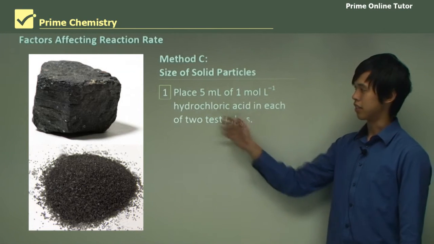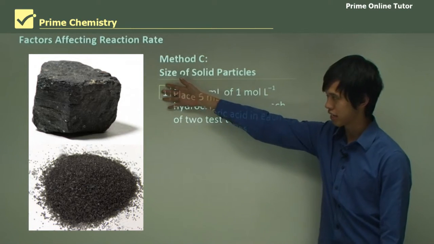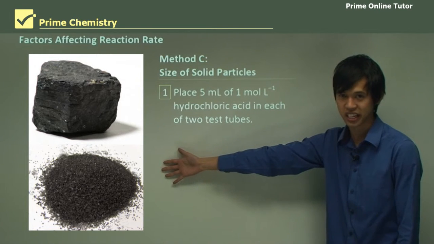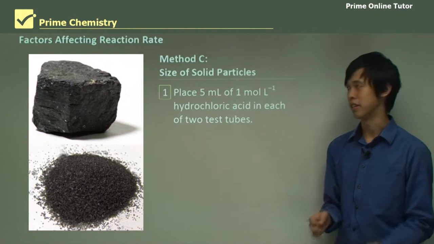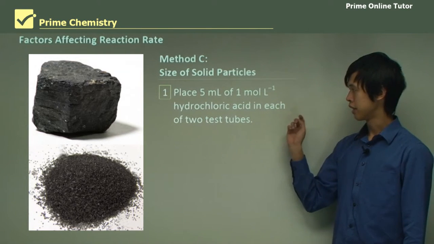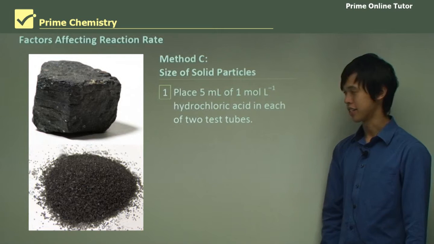So we're just going to look at it like this: a big lump of coal or powder. So it's not a graduated experiment in this case. So you place 5 mL of the 1 mole hydrochloric acid in each of the test tubes.